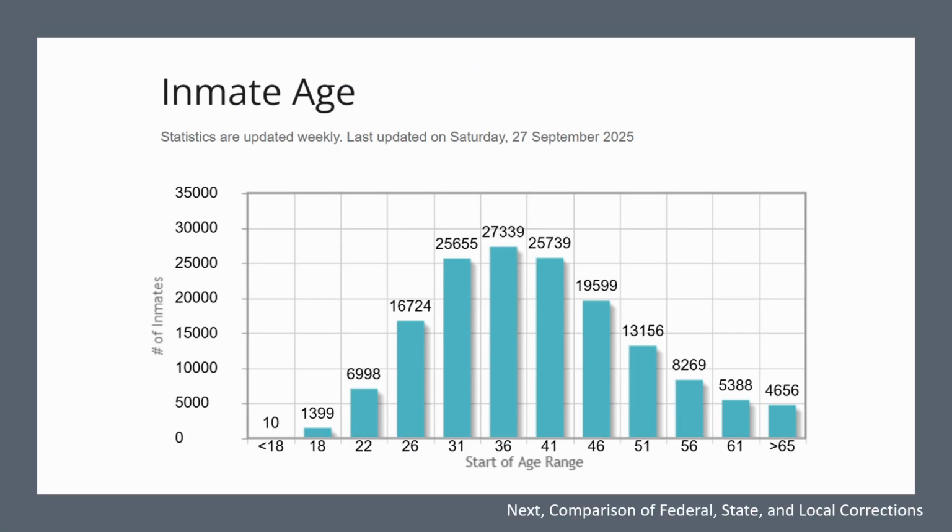About the age of the inmates. We're starting with less than 18. We have 10 people less than 18. The highest age seems to cluster around 36. And finally, as they start getting older, the numbers start declining.